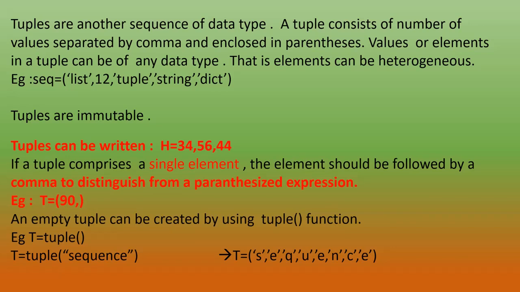Now see that an empty tuple can be created by using the function tuple. You can convert any other sequence into a tuple by using the function tuple. One example is written over there: T equal to tuple of sequence. So the sequence is a string, which can be converted into a tuple in this format by using the function tuple.